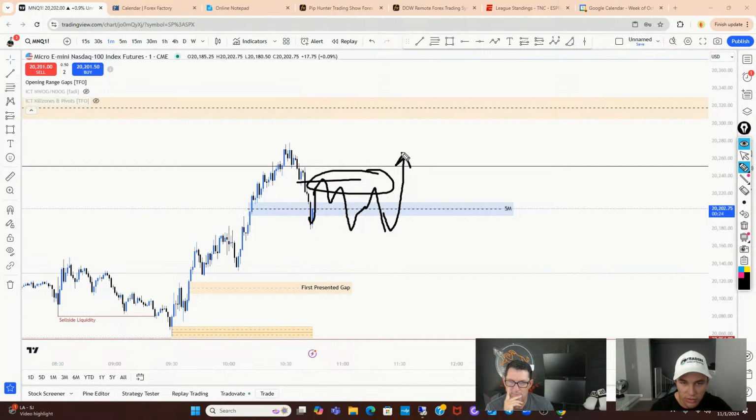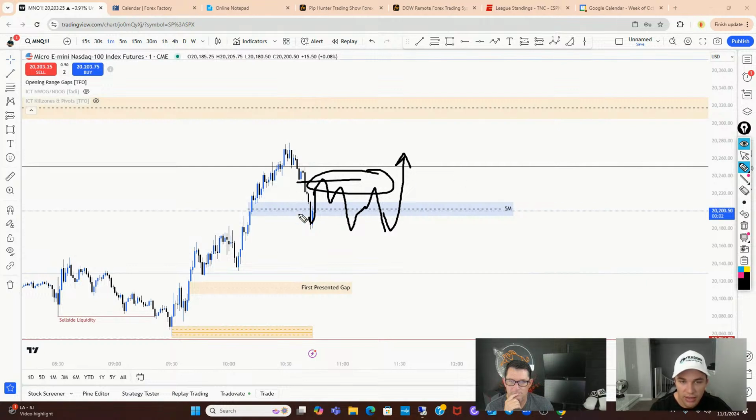change in state of delivery to the upside, where we see some sort of inefficiency or some sort of discount array that we could use. It could be however you're comfortable with. I mean, if you're a new beginner, you can stick to one. Some like to just use fair value gaps. I'll either look at fair value gaps, breaker blocks, order blocks, anything like that for my discount array.